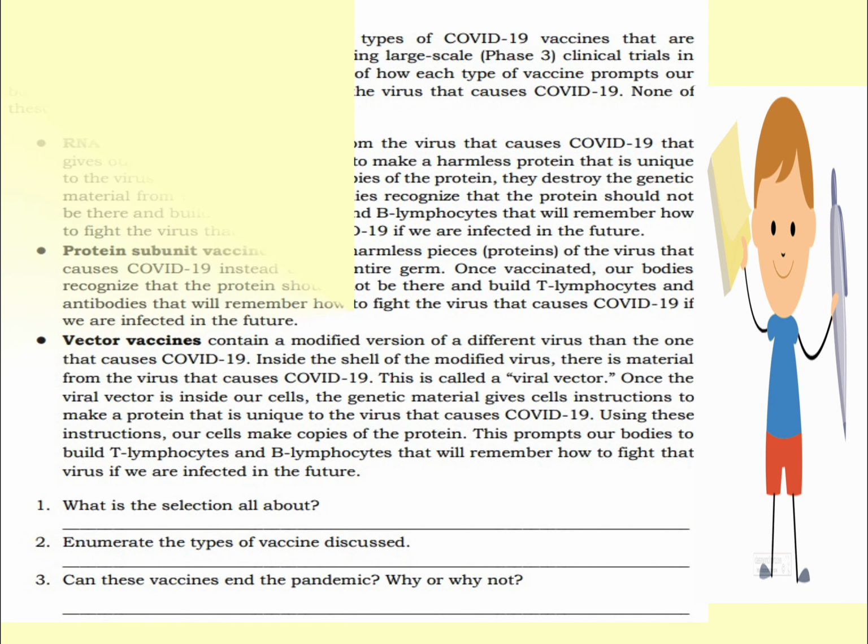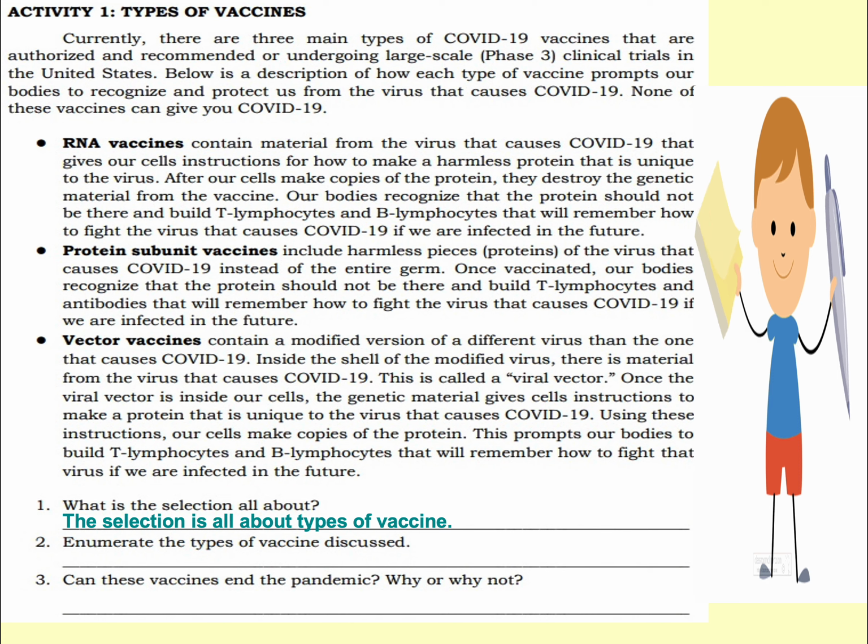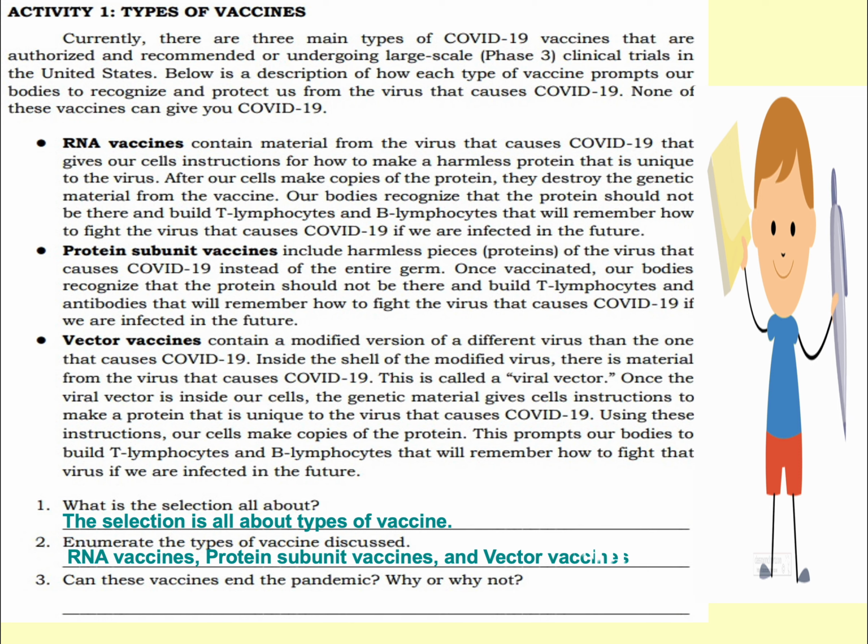Next activity, you are asked to read this example of academic writing and answer the following question. So, in this example of writing, what is the selection all about? Yes, it's about the types of vaccine. Enumerate the types of vaccine discussed. So what are the types of these vaccines that we have in here? So we have RNA vaccines, protein subunit vaccines, and vector vaccines.